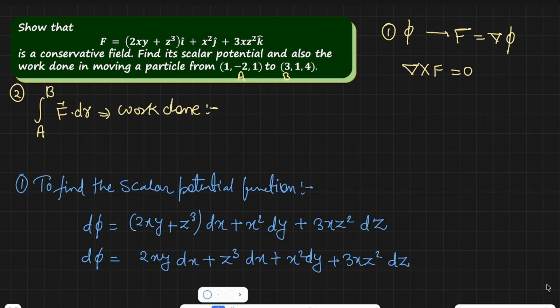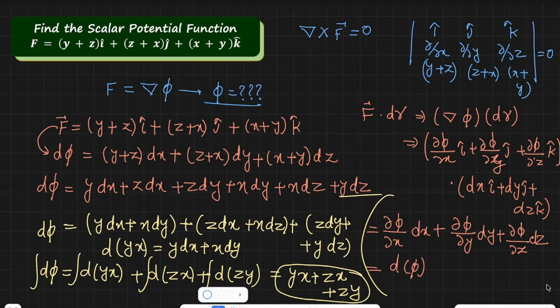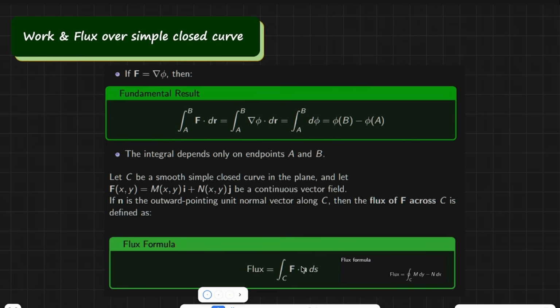First of all you have to find out the phi and then you have to solve the conservative. Now next one is flux. Now the next story, what do you mean by the flux here? The formula of flux is basically the work done, but the additional term is there, that is n, the direction here. So the direction is the only additional term here. To find out the flux we will use this formula: m dy minus n dx.